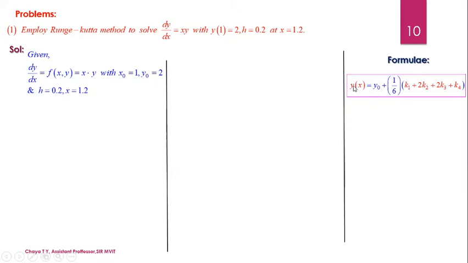The formula is y of x is equals to y0 plus 1 by 6 into k1 plus 2 into k2 plus 2 into k3 plus k4. Now, what are these k1, k2, k3 and k4? We know that they are constants which are given by these formulae. So, let us consider the constant k1. So, k1 is given by the product of h and the function f of xy with x as x0, y as y0.